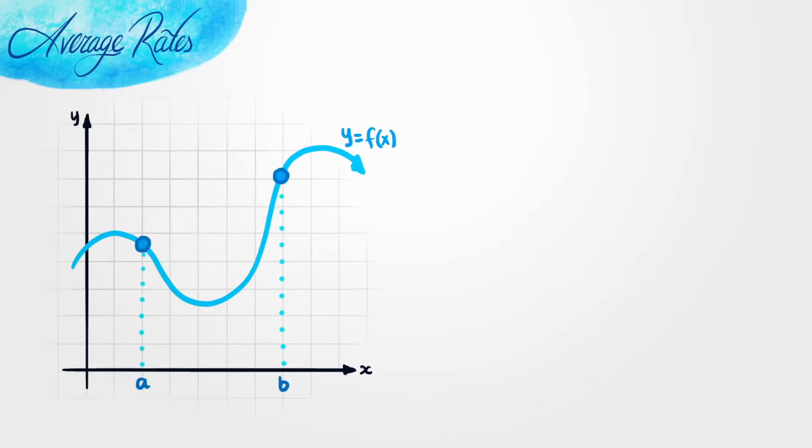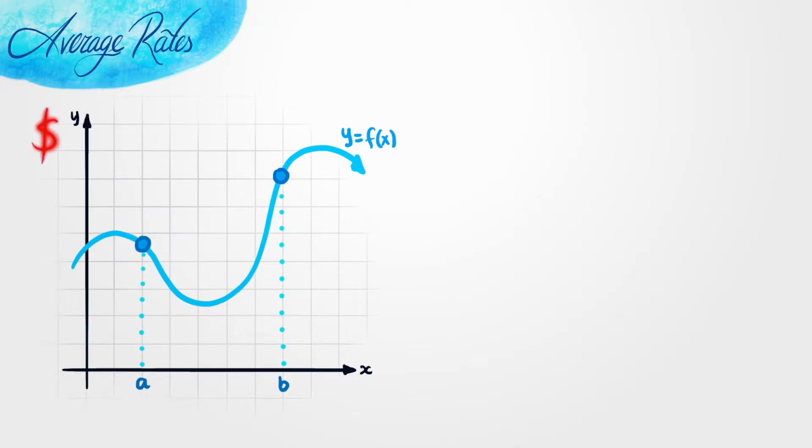Now, so much of the study of calculus is going to be interested in finding exact gradients at particular points. But in this lesson, we're not interested in that. I want you to understand that sometimes we just want the average rate between these 2 points over here. So I'll just give you an example just to make this clear.